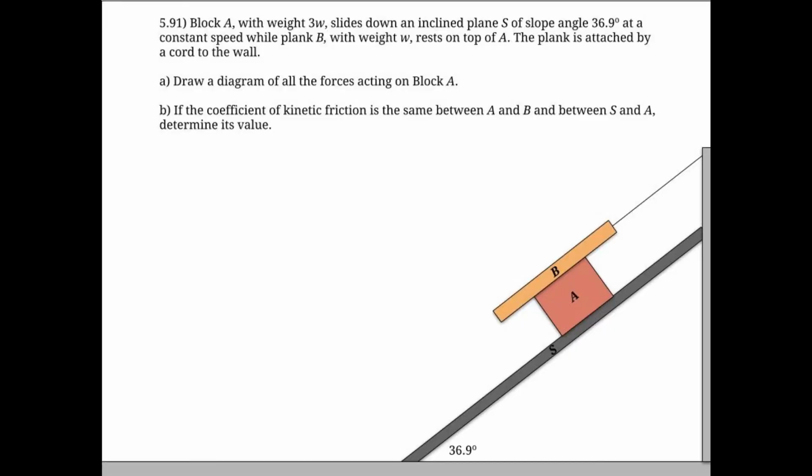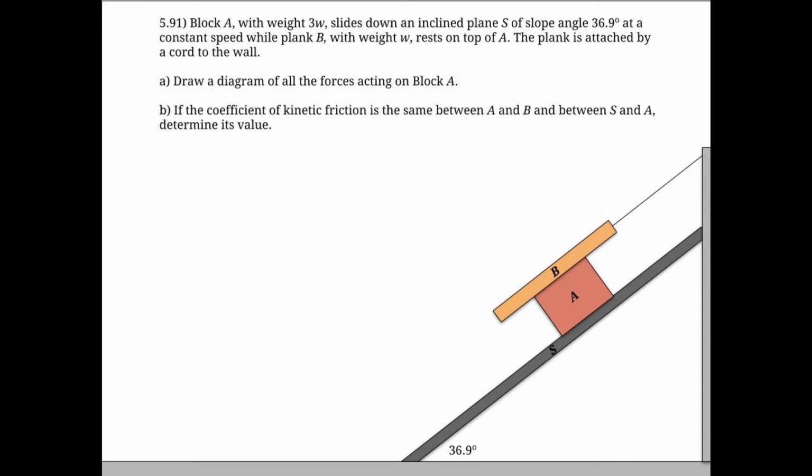Now that we're done weighting, let's get on to problem 91. Block A, with weight 3W, slides down an inclined plane S of slope angle 36.9 degrees at a constant speed, while plank B, with weight W, rests on top of A. The plank is attached by a cord to the wall. The first question asks us to draw a force diagram for block A.